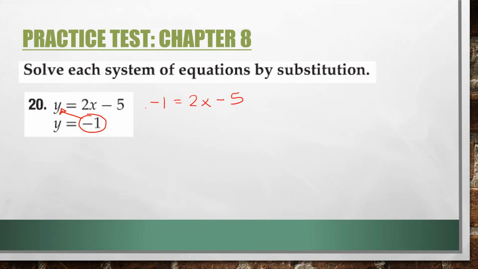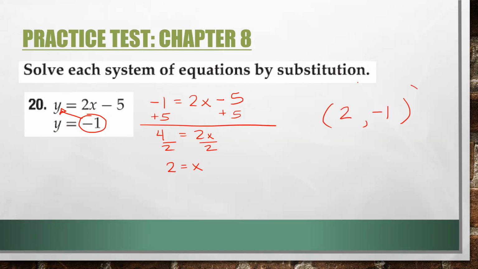Okay, now I can solve this equation. Okay, this is a 2-step equation, so I would add 5 to both sides. So -1 plus 5, that would be +4, equals 2x. I would divide both sides by 2. So 2 is equal to x. Okay, so now I know what x is, and I also know what y is. I was given y is equal to -1. So the solution will be written as an ordered pair. So the x value is +2, and the y value is -1. So that is your final answer.